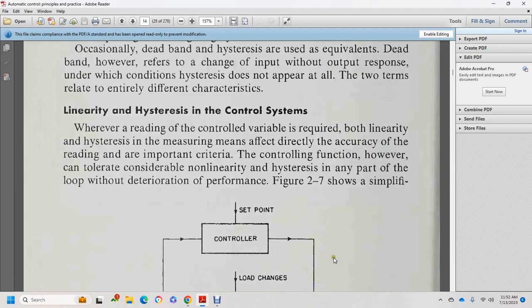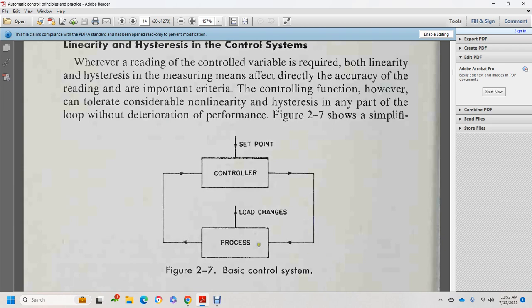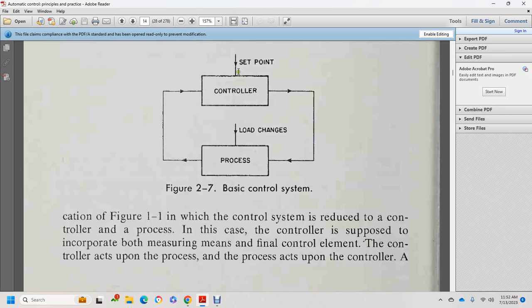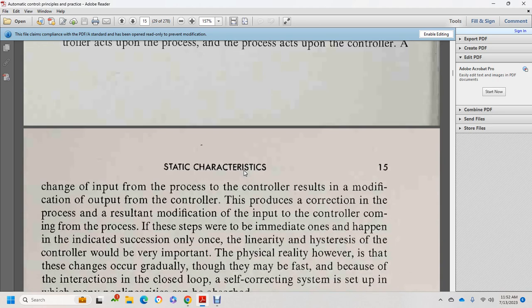Figure 2.7 shows the basic control system. You have the process going to the control point and set point, going into the controller, going to the process, the load change of the process, and then back to the controller. Figure 1.1 shows the control system reduced to the control of the process. In this case, the controller is supposed to incorporate both the measuring means and the final control element, the controller acting upon the process and the process acting upon the controller.